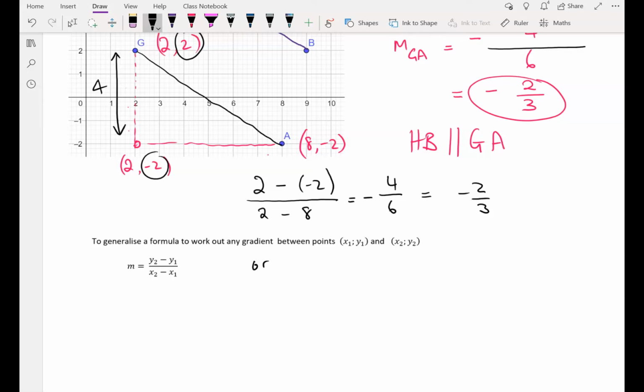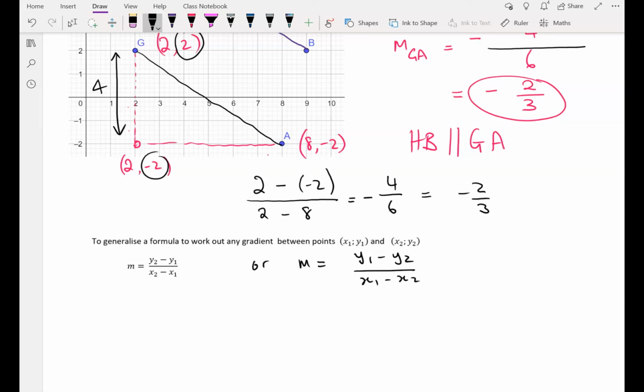So I start with y2 up the top, so y2 minus y1, then I must say x2 minus x1. Or I could have written it like this. I could say m is going to be y1 minus y2 divided by x1 minus x2. It doesn't really matter which way around you put it, as long as you have the y's up at the top, the x's at the bottom, and the point that you start with must be the first coordinates on top and bottom line.